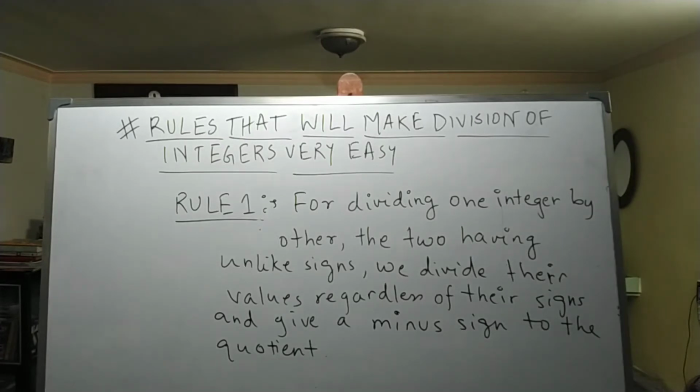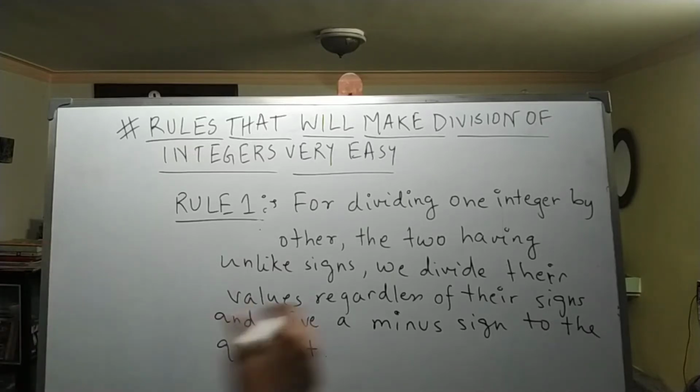So what is rule number 1, students? For dividing one integer by other, the two having unlike signs, means one plus and one minus, we divide their values regardless of their signs and give a minus sign to the quotient. Means we do not have to see whether one number is bigger or smaller. That we need to see in addition, that which number is bigger and that number's sign we have to give. But in division or multiplication we don't have to do this. So this is rule number 1.